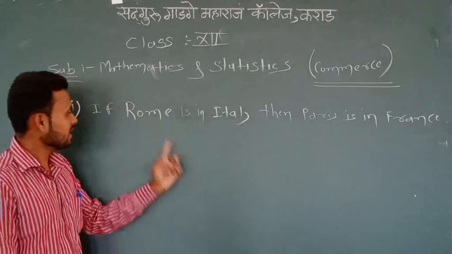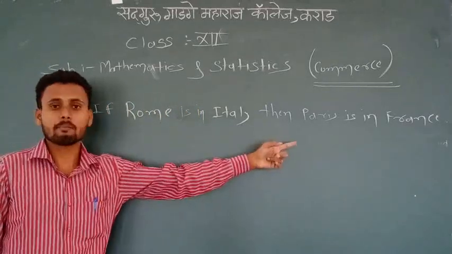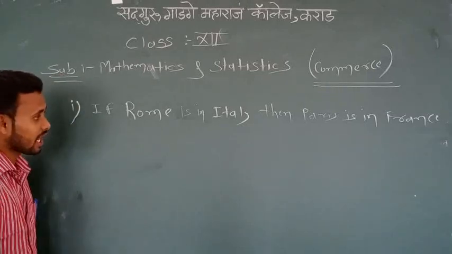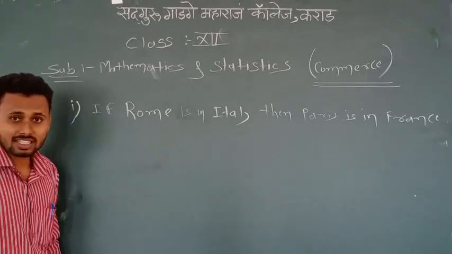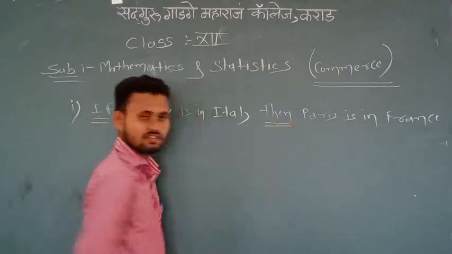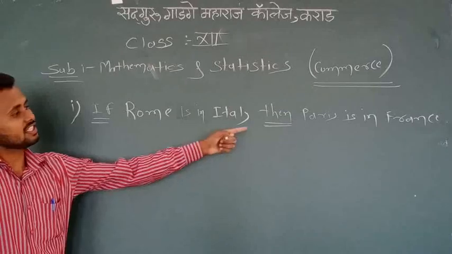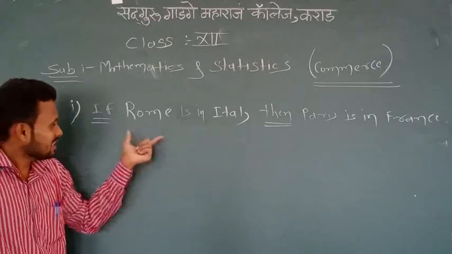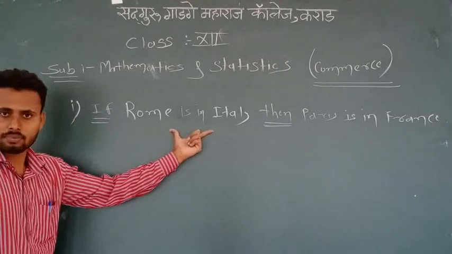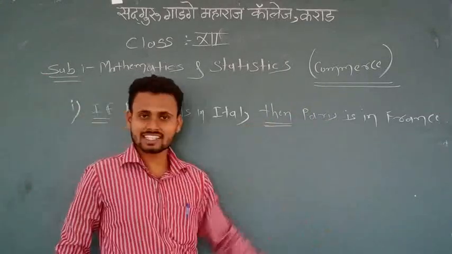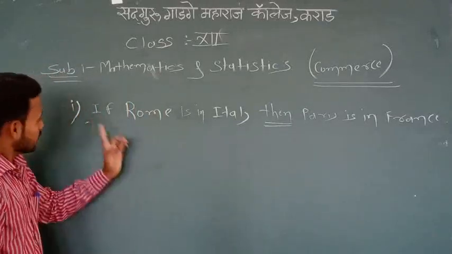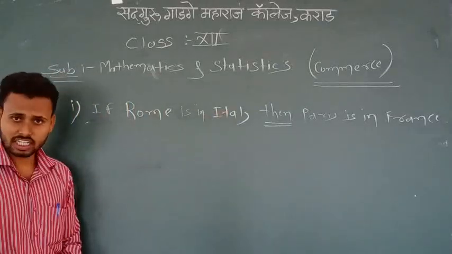We have to find the truth value of that compound statement. It is a compound statement. Why is it a compound statement? Because we observe that here two simple statements are connected by the logical operator if then. This is the whole compound statement, and in it there are two simple statements. The one after "if" we consider P, and the one after "then" we consider Q. And we have to find the truth value of that whole compound statement.